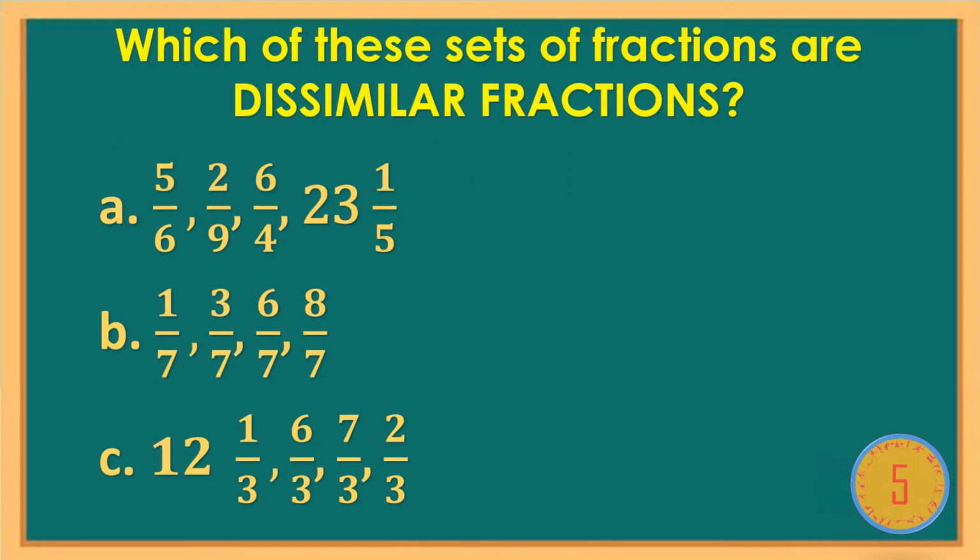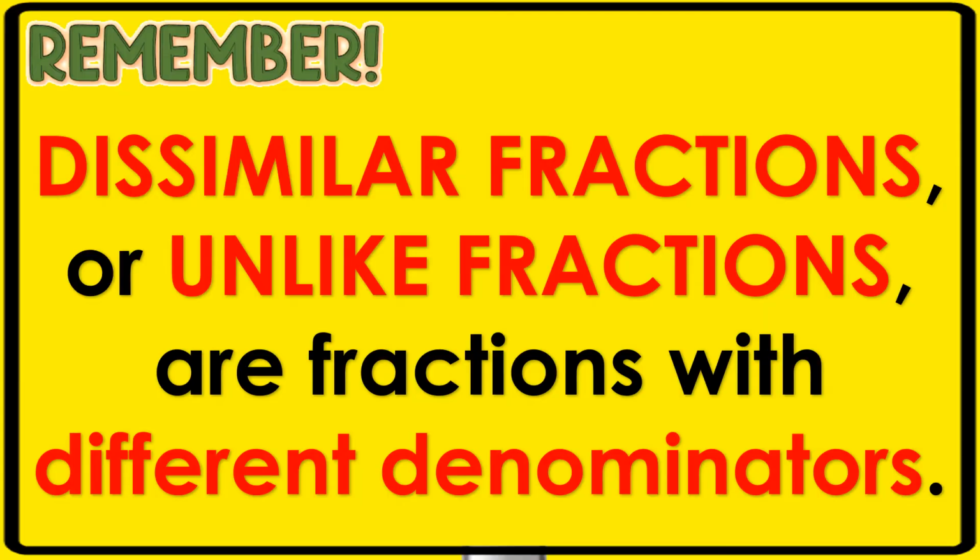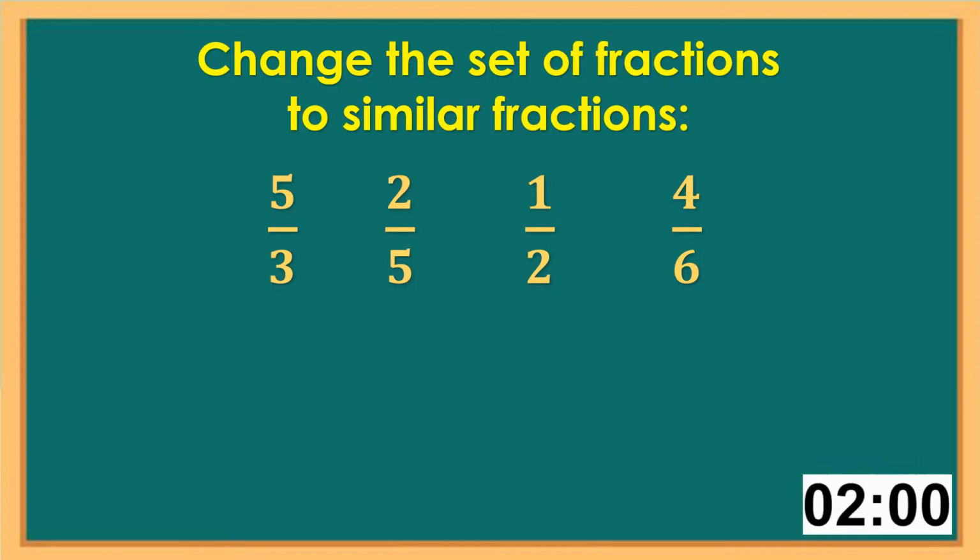Which of these sets of fractions are the dissimilar fractions? That's right. It's 5/6, 2/9, 6/4, 23 1/5. Remember, dissimilar fractions or unlike fractions are fractions with different denominators. Change the set of fractions to similar fractions: 5/3, 2/5, 1/2, 4/6.